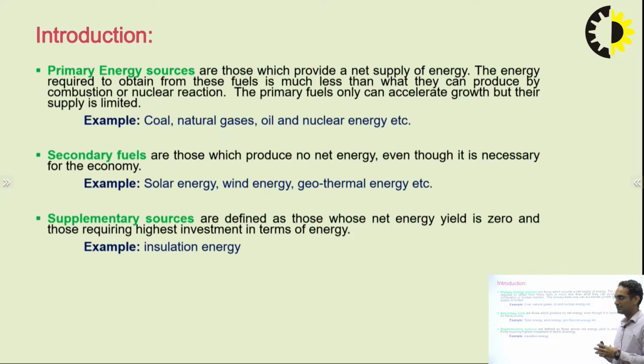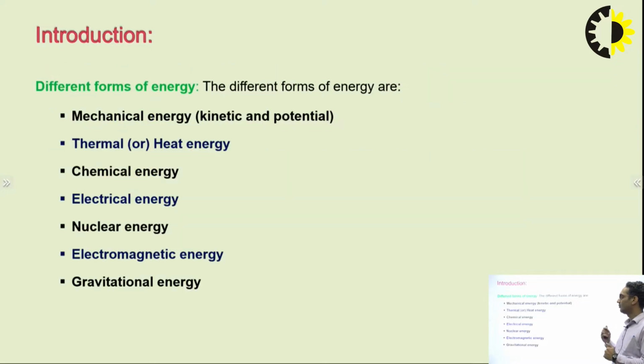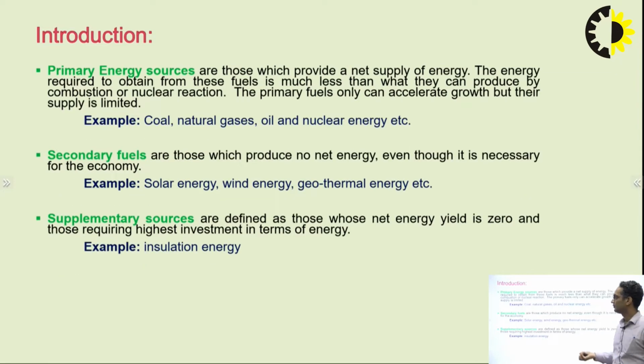In reactions where combustion or nuclear reactions take place, a large amount of energy is required. But in these primary energy sources we can extract energy by applying very little force. So the primary fuels can accelerate growth, but their supply is limited. Primary energy sources are available in many places, but their supply is very limited. Examples are coal, natural gas, oil and nuclear energy.